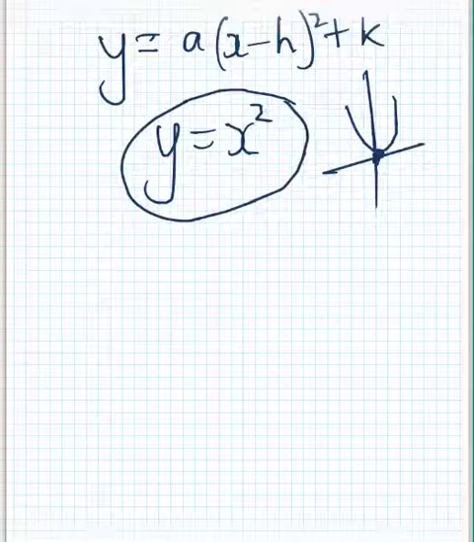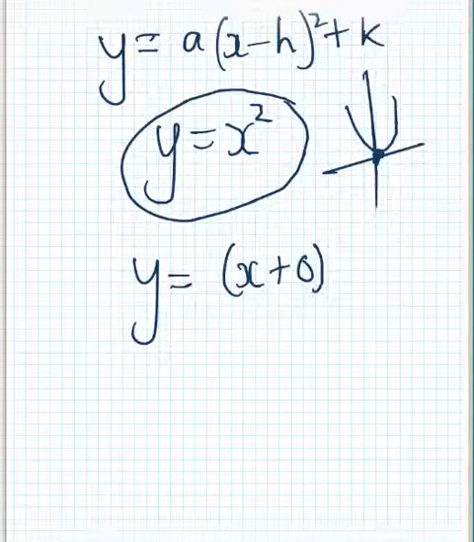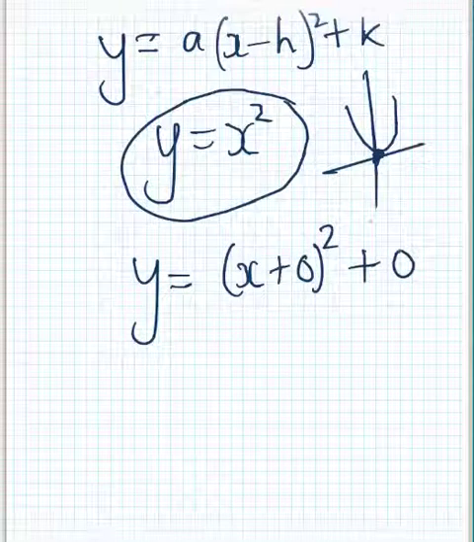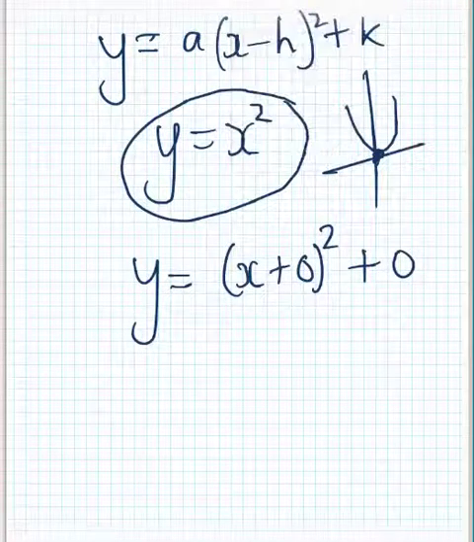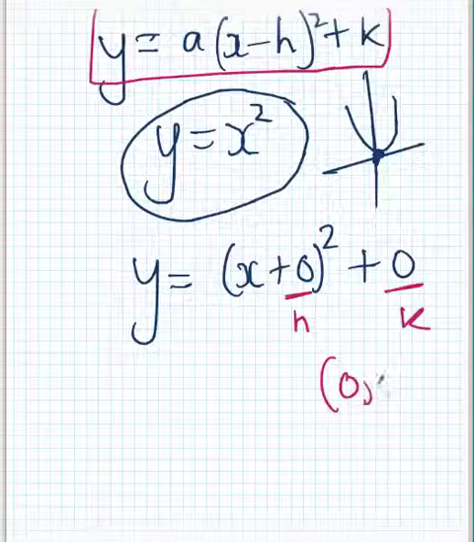And I'll show you what I mean. This can be written as y equals bracket x plus 0 squared plus 0. Does this look like it's in the form of what we have up here? Yes, it does. We can see our h is 0. We can see our k is 0. And that's why the turning point is 0, 0.